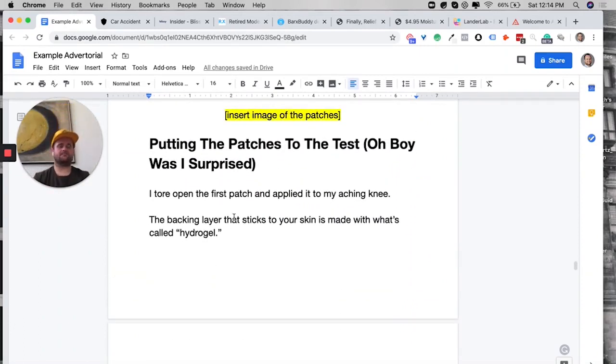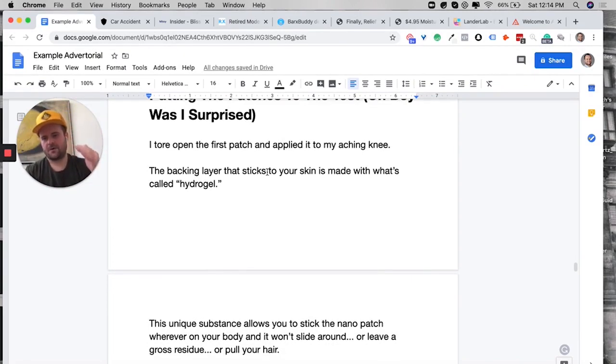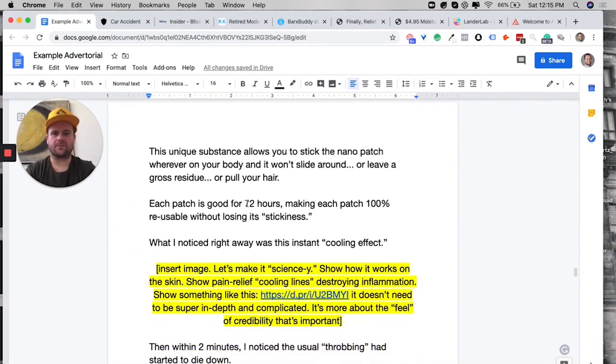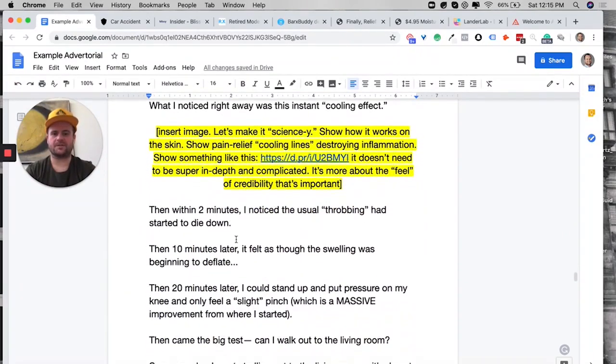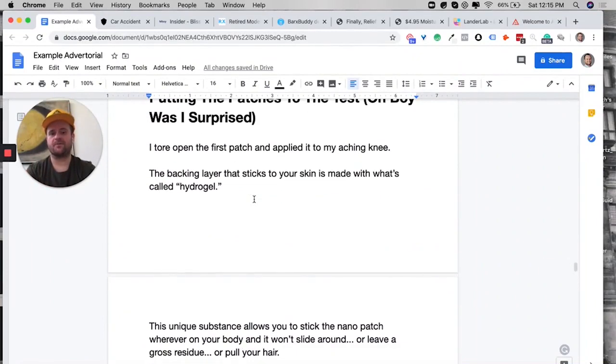So now this is answering how does it work? How does it work and why is it? It's answering a lot of these things. Putting the patches to the test. Again, you're going in the steps of how would someone, just an average individual, go about ordering this? So they take it, they tear it open, they place it, and then you start to break down the features and benefits of this. How does it work? What makes it unique? This is where that mechanism comes from.